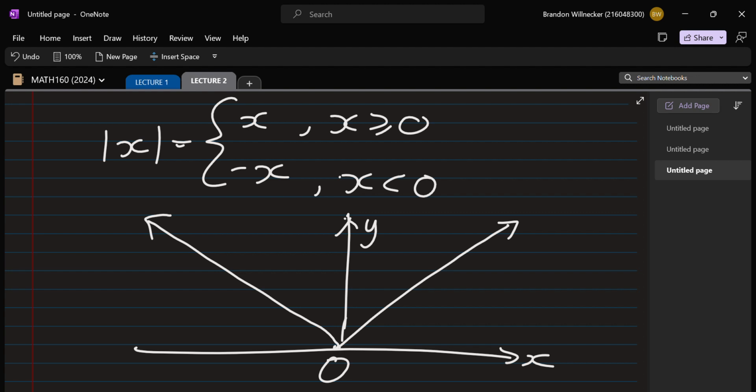Does that make sense? Do you see that from the graph? Whatever you put in, you get the positive version out. That's what we mean by absolute value. Anybody lost with that? Okay, everyone's following along.